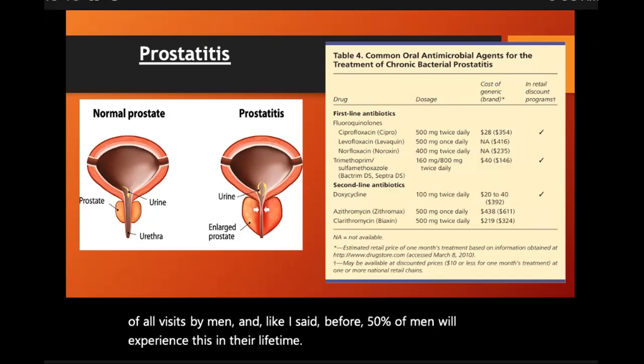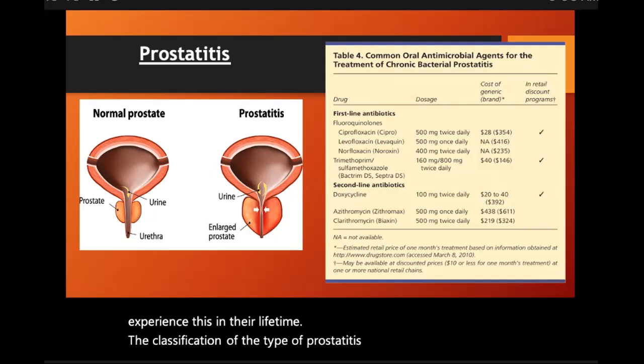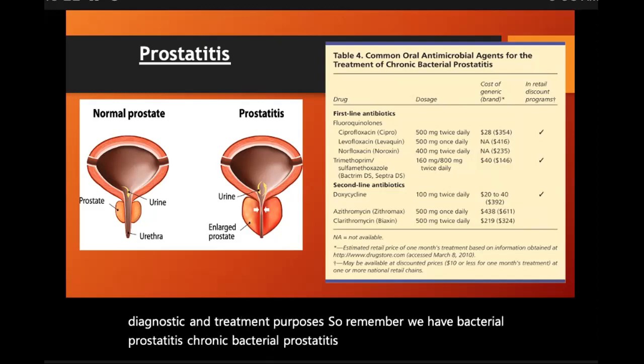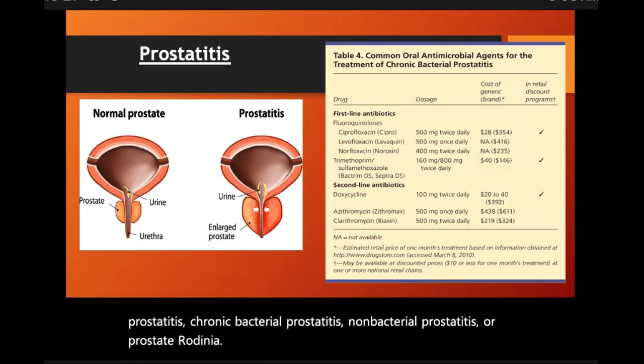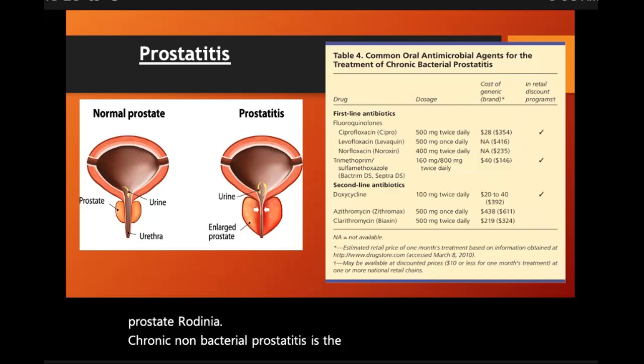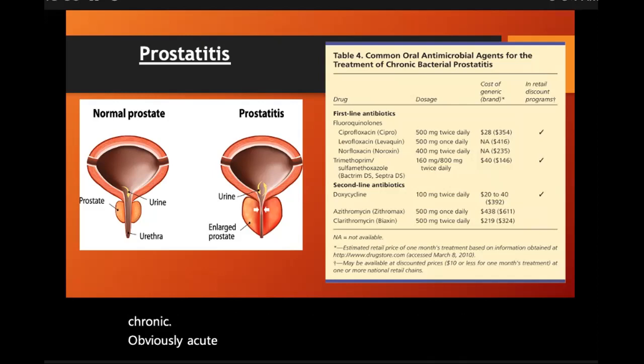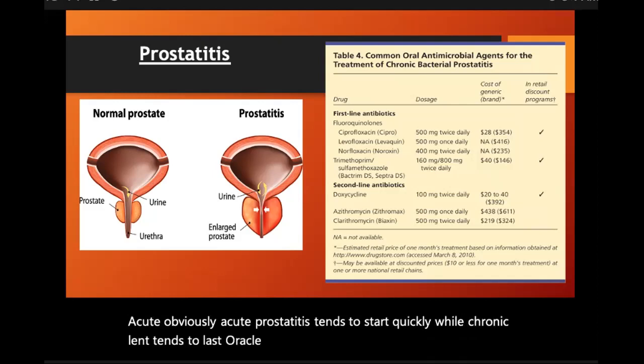And like I said before, 50% of men will experience this in their lifetime. The classification of the type of prostatitis is important for both diagnostic and treatment purposes. So remember, we have acute bacterial prostatitis, chronic bacterial prostatitis, non-bacterial prostatitis, or prostatodynia. Chronic non-bacterial prostatitis is the most common type. It is 8 times more frequent than bacterial prostatitis, and it can be acute or chronic. Obviously, acute prostatitis tends to start quickly, while chronic tends to last over a long period of time.